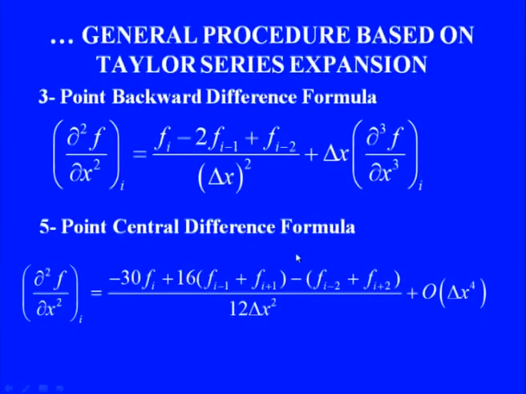So now let's have a look at the summary of this formula which we derived. This 5-point difference formula, del 2 f over del x square at i is equal to minus 30 fi plus 16 times fi minus 1 plus fi plus 1 minus f of i minus 2 plus f of i plus 2, divided by 12 delta x square, and the truncation error is of the order delta x to the power 4. So this scheme is 4th order accurate. So now here we would put a stop to our approach or derivations based on Taylor series expansion.